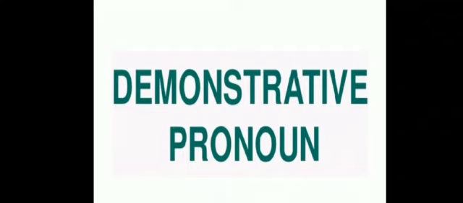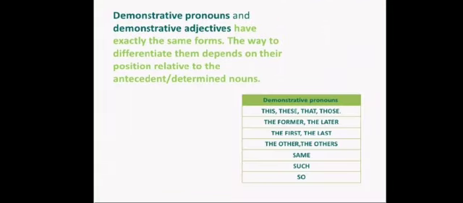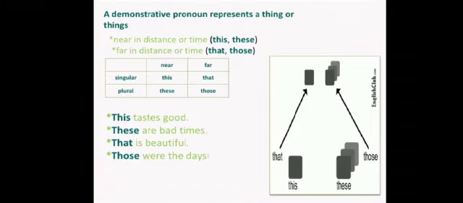Next one is demonstrative pronouns. Demonstrative means something to demonstrate. Demonstrative pronouns and demonstrative adjectives have exactly the same form, generally identical. We cannot easily distinguish between them. The way to differentiate them depends on their position relative to the antecedent and determined nouns. Demonstrative pronouns include this, these, that, those, the former, the latter, the first, the last, the other, the others, same, such, and so.